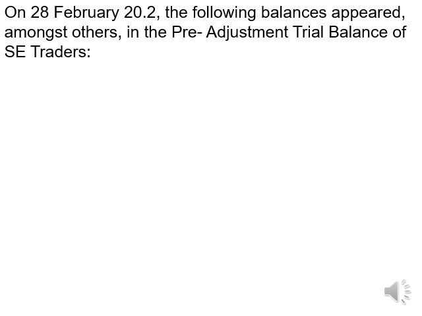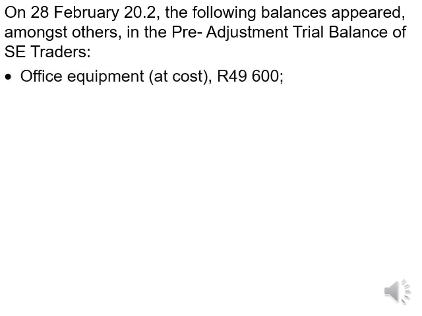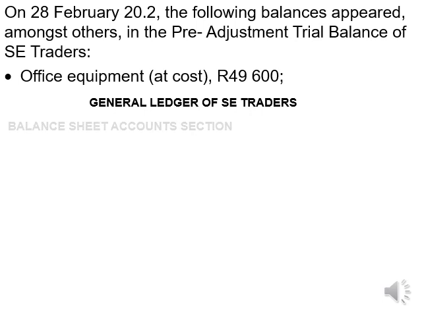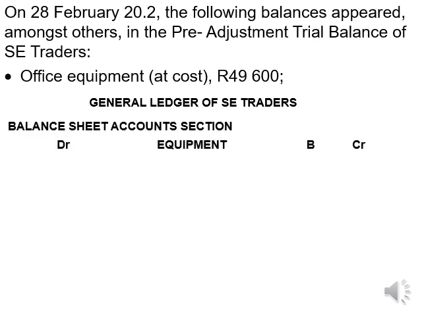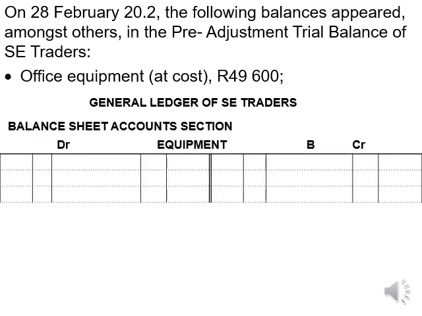On the 28th of February 2002, the following balances appeared amongst others in the pre-adjustment trial balance of SE Traders. Office equipment at cost, 49,600. This is the balance on the 28th of February. So in the general ledger, in our equipment account, we will start off with this balance. So that's the first thing you write in is the balance. And the balance is on the 28th of February. Equipment is an asset and therefore has a debit balance.